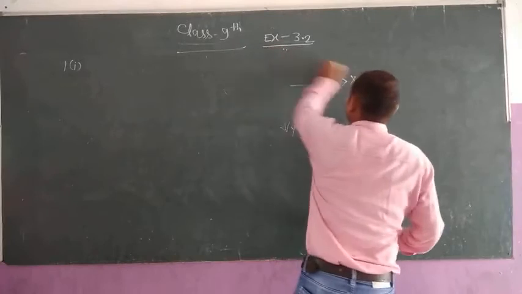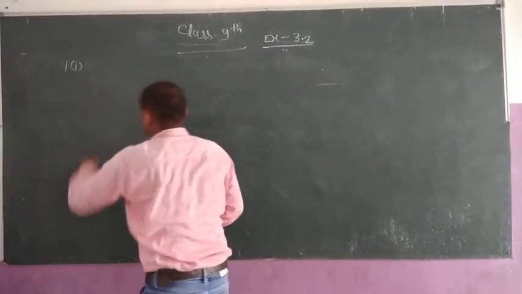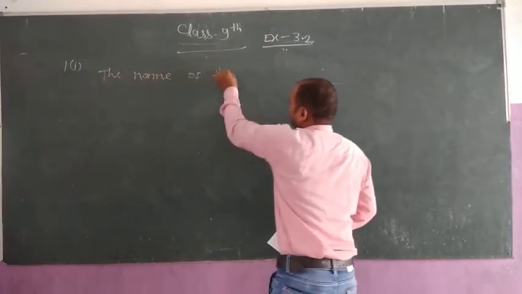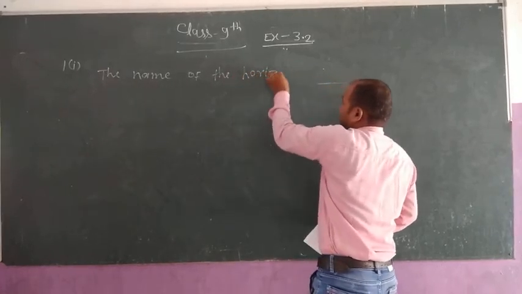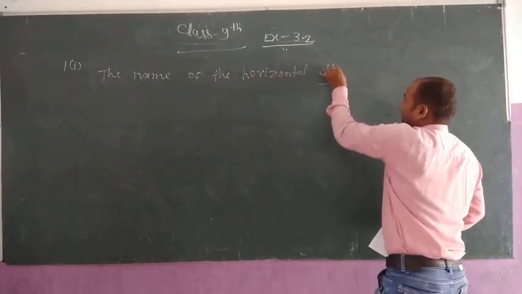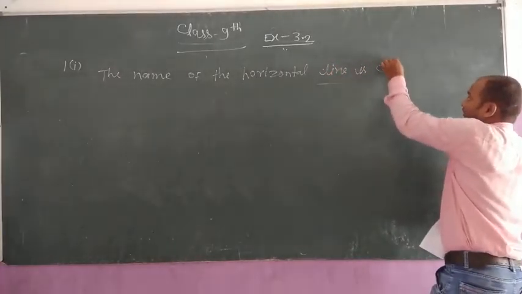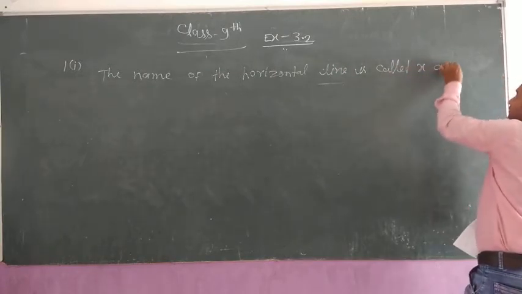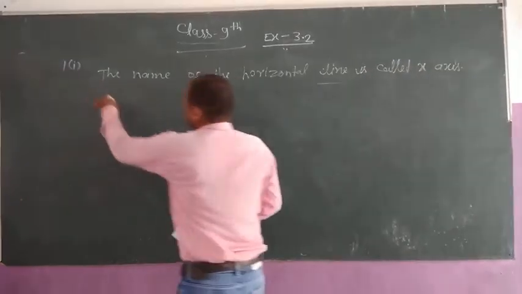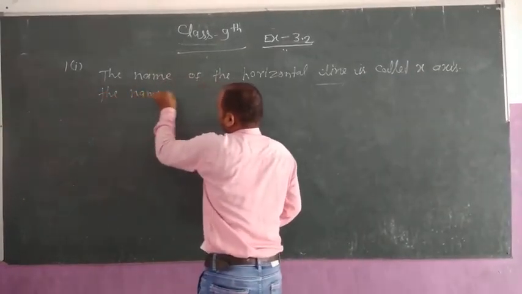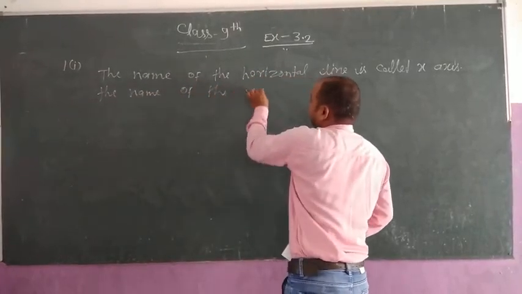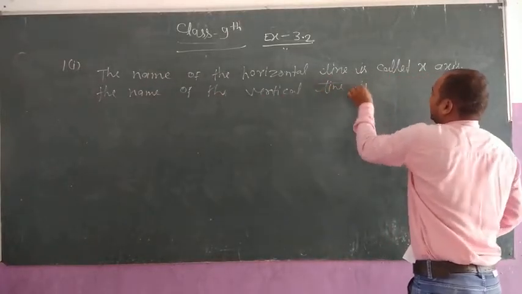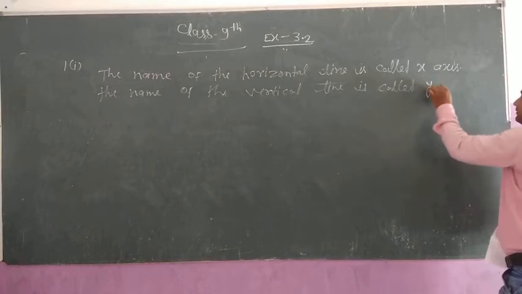Means the name of the horizontal line is called x axis, and the name of the vertical line is called y axis.